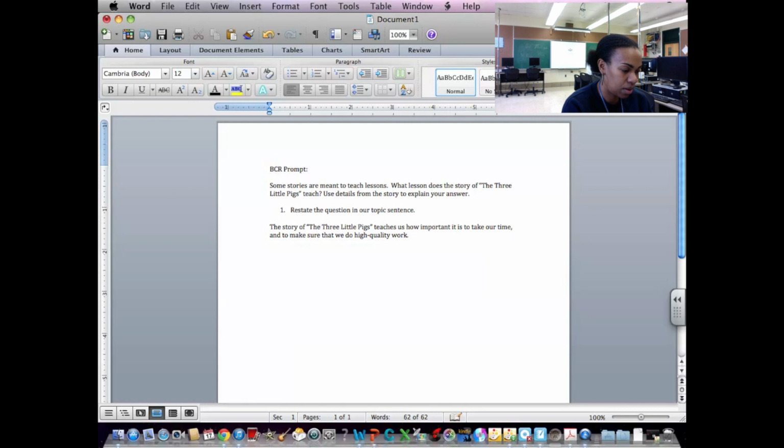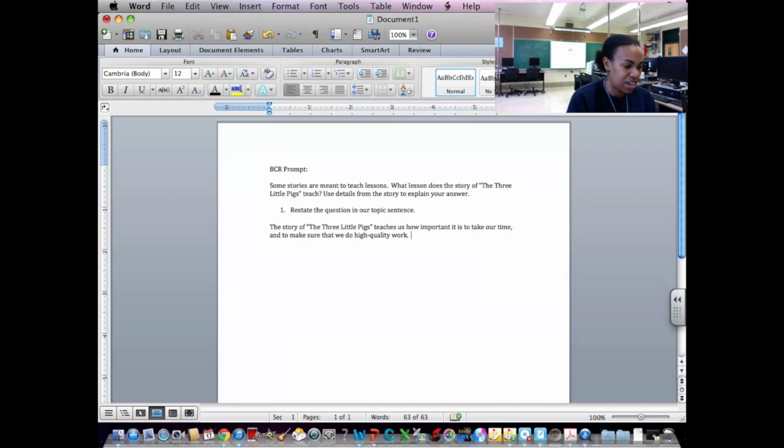Okay, because if you remember, the first pig was kind of a slacker. He built his house out of straw. The second pig built his house out of sticks. And the third one built it out of brick. So definitely we want to be like that third pig. We want to take our time and make sure that our work is high quality.